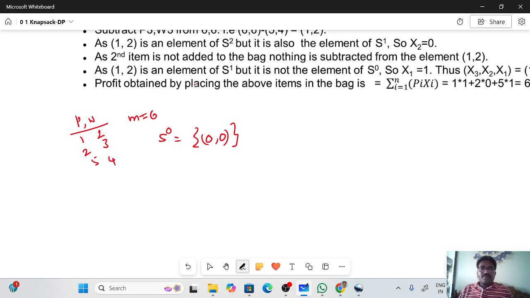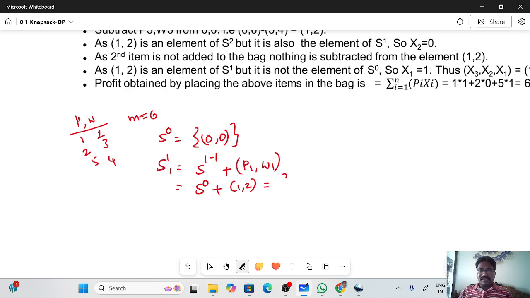Then I am going to consider S1 1. What does that mean? For the earlier set, what is the earlier set? S1 minus 1, plus the current item. What is the current item? 1. So P1 and W1 I am going to add. S1 minus 1 is nothing but the S power 0 set added with P1 and W1. What is P1? 1. What is W1? 2. So 1, 2 I will add.